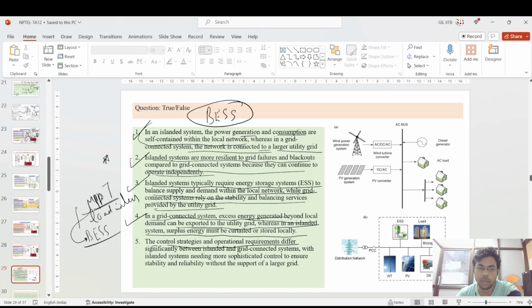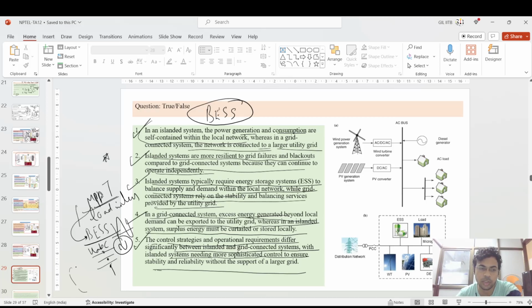Coming to the fifth statement, control strategies and operational requirements differ significantly between the islanded and grid connected systems, with islanded systems needing more sophisticated control to ensure stability and reliability without the support of the larger grid. That is true. Why? Because if you have a grid connected system, the reference of the voltage, the UABC, is taken directly from the grid itself. So based upon that reference, you can generate the voltage which is needed.